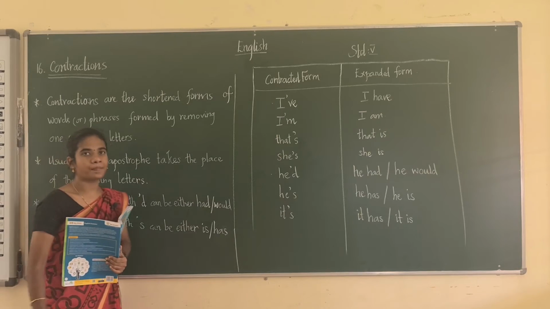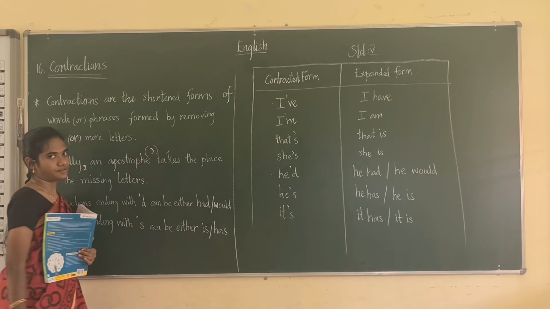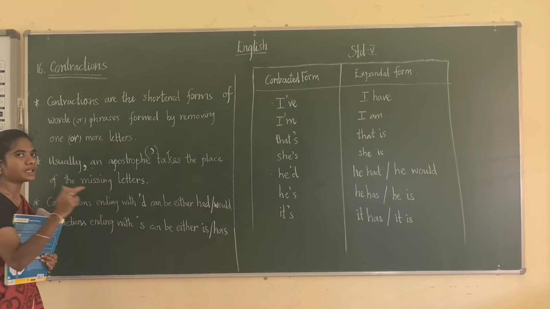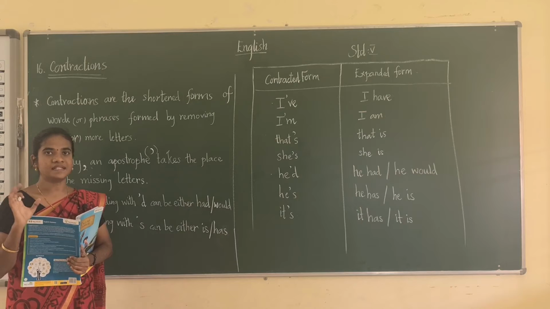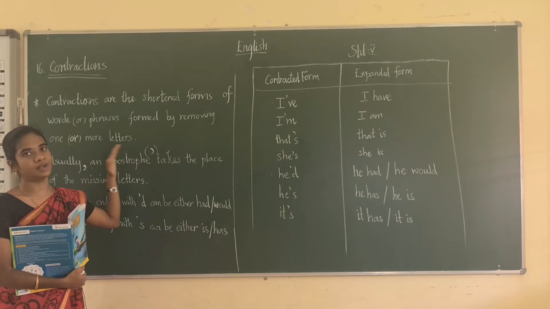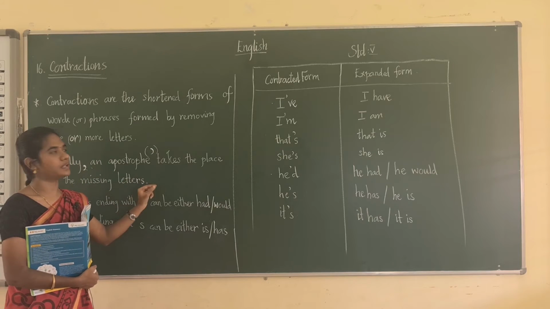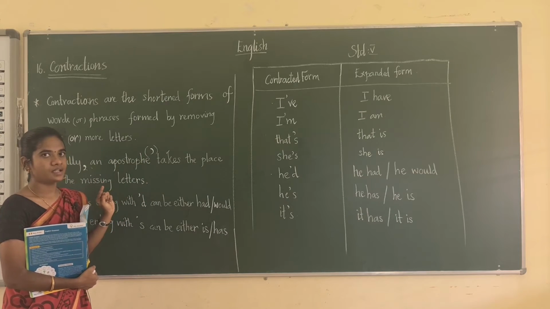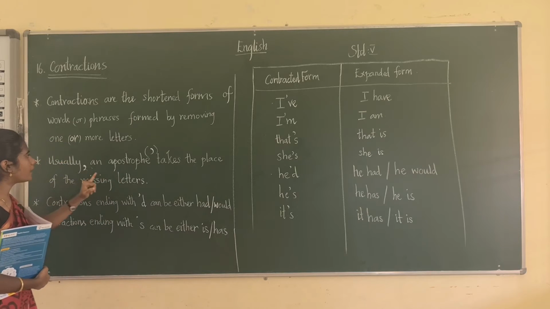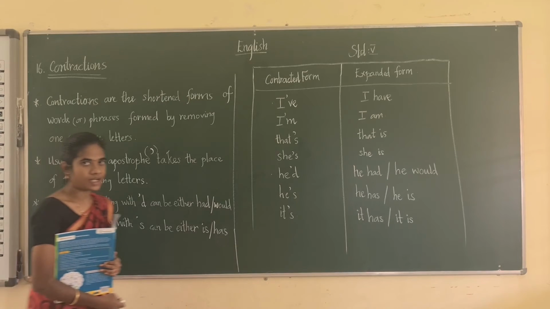What do you mean by apostrophe? You all know, no? This is the symbol of an apostrophe. Usually an apostrophe takes the place of the missing letter. I have told you, it is formed by removing one letter or more than one letter, so for the missing letter we have to put the apostrophe. Let me explain with examples.